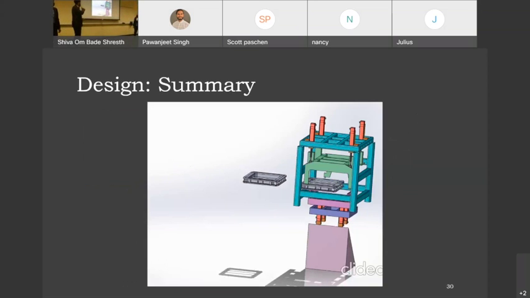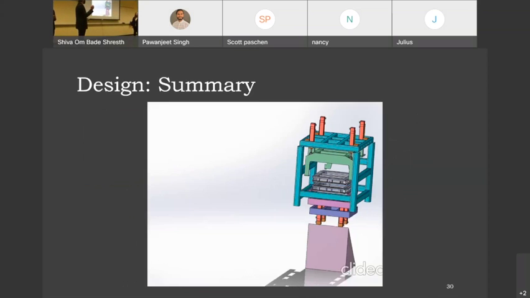Here is our final design in motion. It shows our mount for the lift and our mount for the elevator, as well as the pusher.